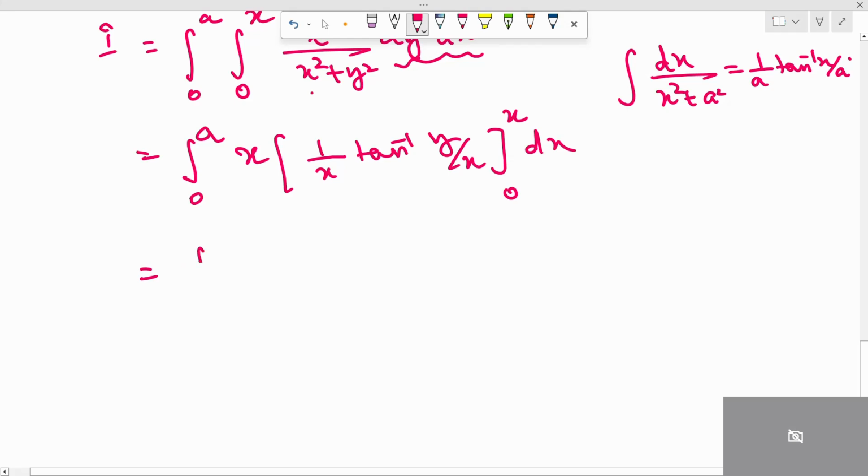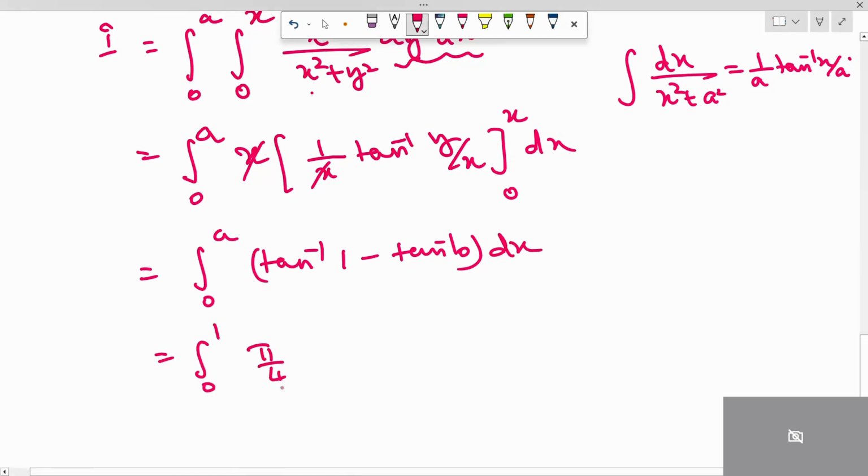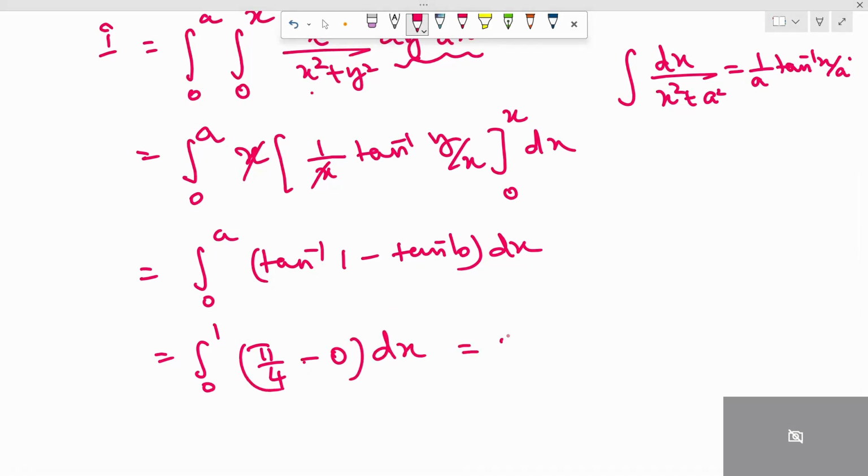Now integral 0 to a, now we can remove this 1 by x, tan inverse of, first apply upper limit value x in y, we will get x by x, that is 1, then apply lower limit value 0. Tan inverse of 1 value is pi by 4 and tan inverse 0 is 0 into dx. Now integrate with respect to x, which is x from 0 to 1, limit is 0 to a. Substitute upper limit value here, which is pi a by 4, which is the final answer.